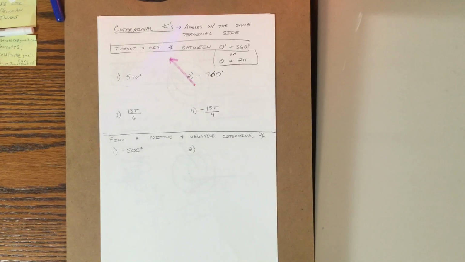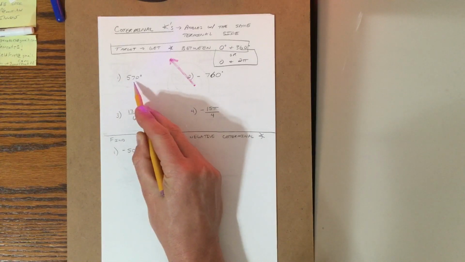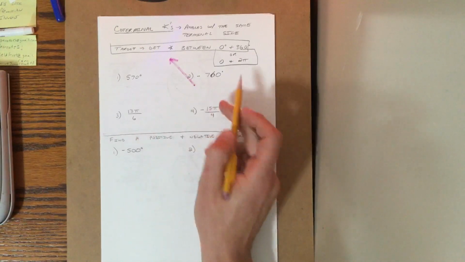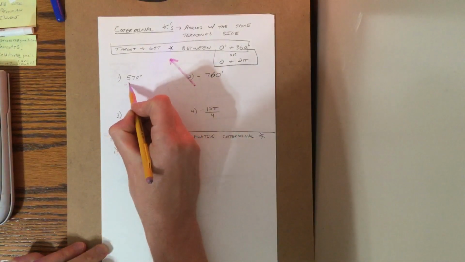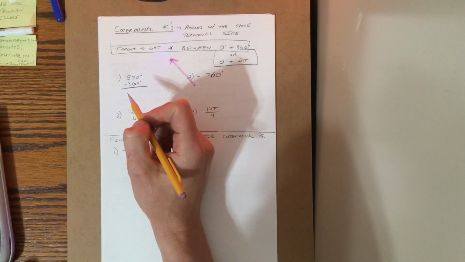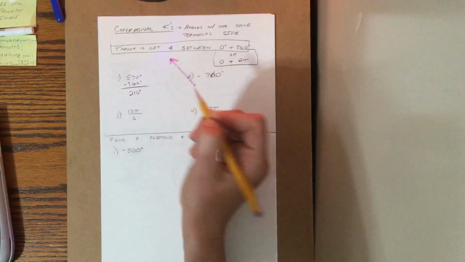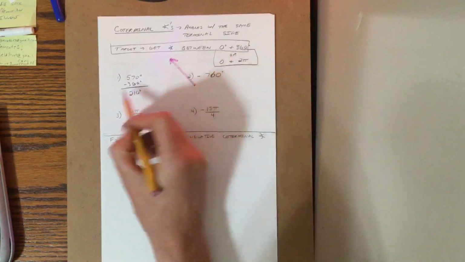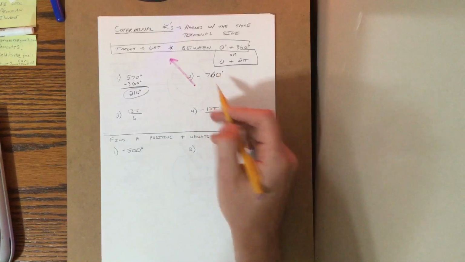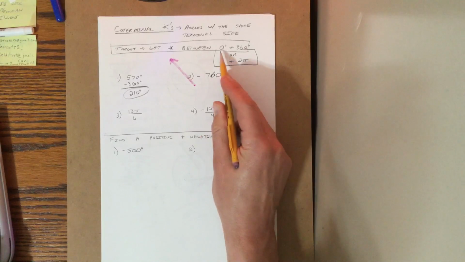Degrees is definitely easier. You can see here I have this measure of 570. 570 is obviously bigger than 360. So what we can do to get the angle between 0 and 360 in this case is just subtract 360 degrees. If we do 570 minus 360, that gives us 210 degrees. That's between 0 and 360. Life is good. Okay? Now, negative 760, a little bit more complicated. That's smaller than 0.